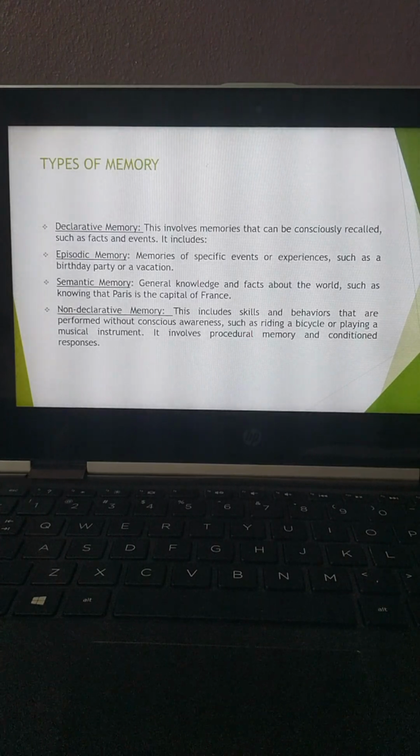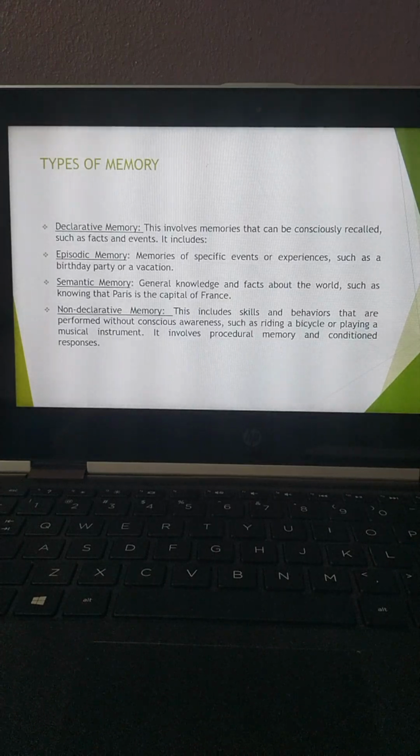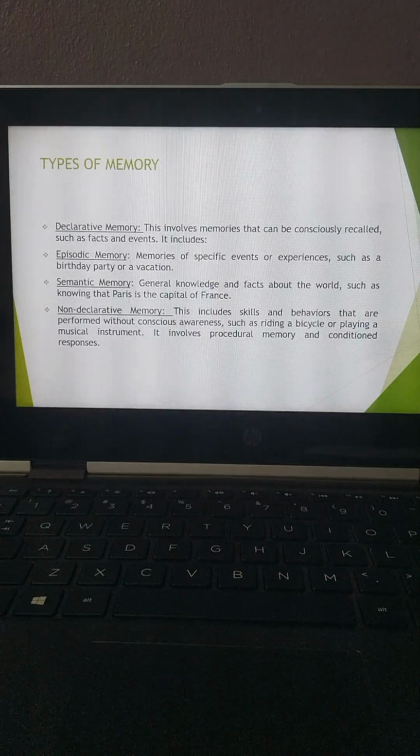The second type of memory is the non-declarative memory. This includes skills and behaviors that are performed without conscious awareness, such as riding a bicycle or playing a musical instrument. It involves procedural memory and conditioned responses.